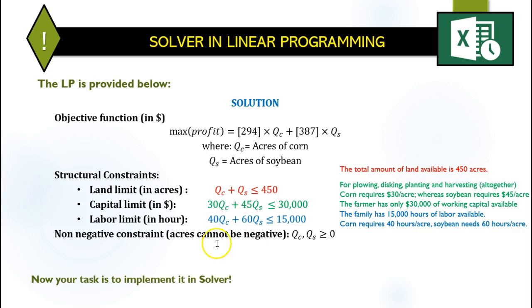In terms of labor, the family has 15,000 hours available. Corn requires 40 hours per acre, whereas soybeans requires 60 hours per acre.